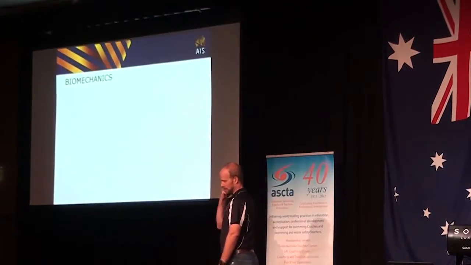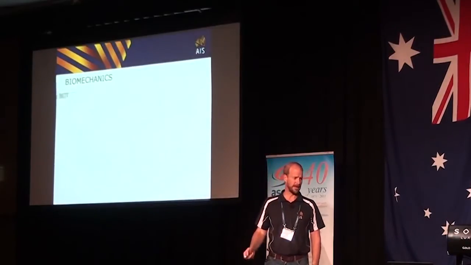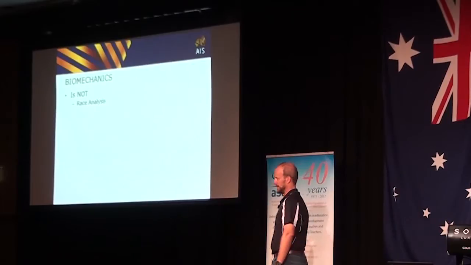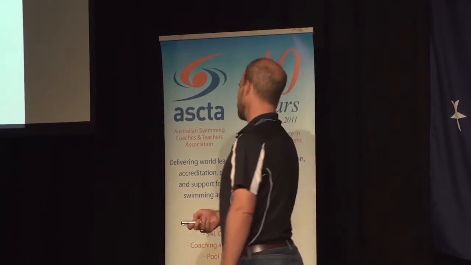First, I just wanted to clarify a few things. Biomechanics is not race analysis, okay? For various historical reasons, which I don't really need to get into, especially here in Australia, when you say biomechanics, the first thing people talk about is the race analysis that you just did at Nationals, whether it's Green Eye, Sparta, whatever. That's not really what it is.